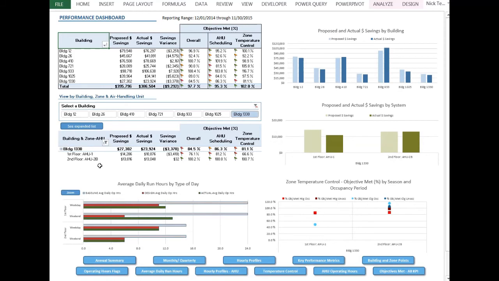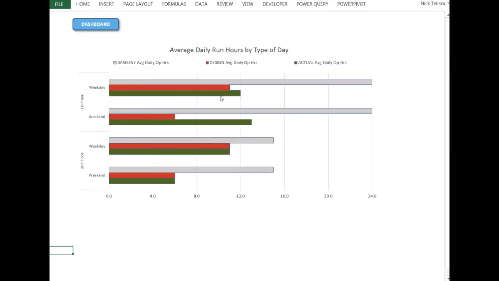There are 2 systems in this building. One is operating just as we'd expect, and the other one is not. And we can see the programmable scheduling piece is not hitting its target, but the zone temperature control strategy is really off the mark. This chart in the bottom left graphs the average daily run hours by typical weekday and weekend period. And the extra operating hours during a typical weekday is noticeable here, but during the weekend periods it's much more pronounced.